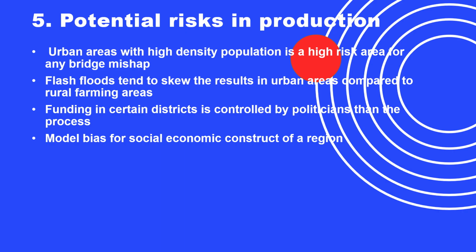Model bias for socio-economic constructs by region. Funding in certain districts is controlled by politicians in the process, and flash floods may skew the results in urban areas compared to rural areas. So these things need to be reevaluated, and the models fine-tuned on a regular basis to make them more robust.